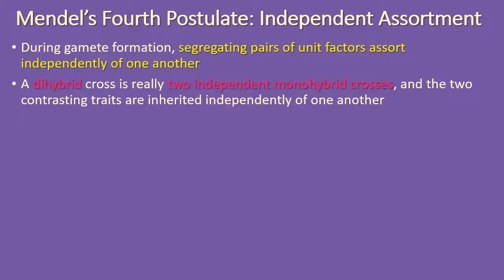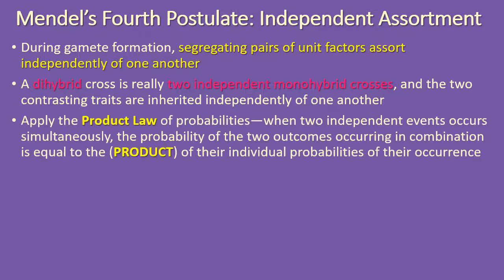So really what a dihybrid cross is, is just 2 independent monohybrid crosses, and the 2 contrasting traits are inherited independently of one another. So you can really look at it as just independent monohybrid crosses, and you don't have to do a big dihybrid cross with 16 different squares to fill in. You can just do 2 monohybrid crosses and then just multiply the probabilities, because we know that the product law states that when 2 independent events occur simultaneously, the probability of the 2 outcomes occurring in combination is equal to the product of their individual probabilities. So you just multiply them.